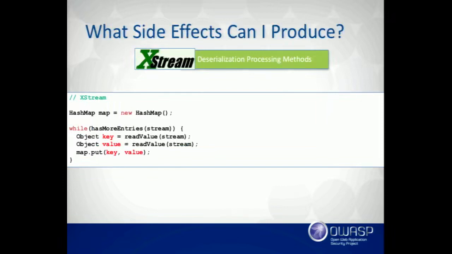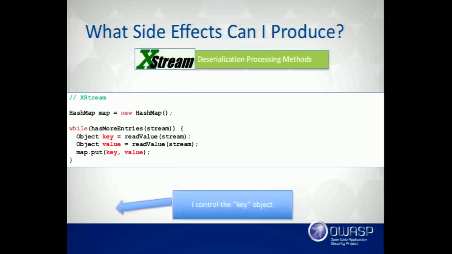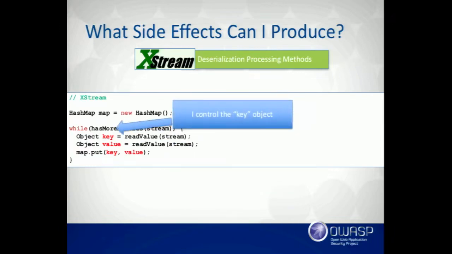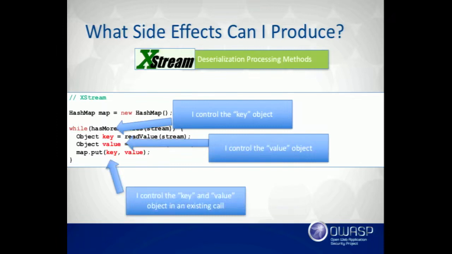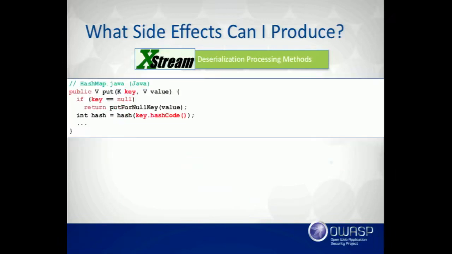This is pseudo-ish code of how XStream works under the hood. When it's reading entries, for every entry, it reads the key, and then it reads the value, and then it calls map.put with the key and the value. So I control both of those objects. I can supply any arbitrary object for those two things. So we dig into that HashMap.put method, and we can see that the key we control actually has a method called on it.